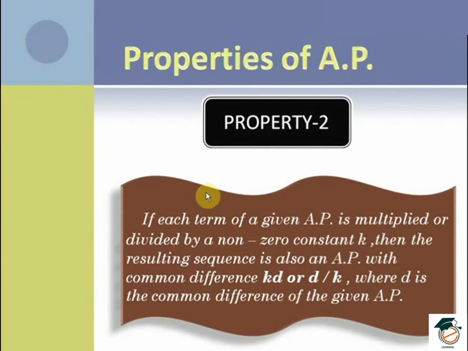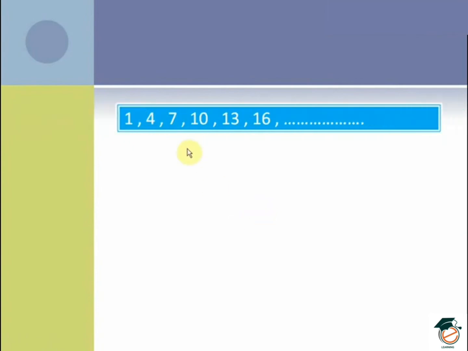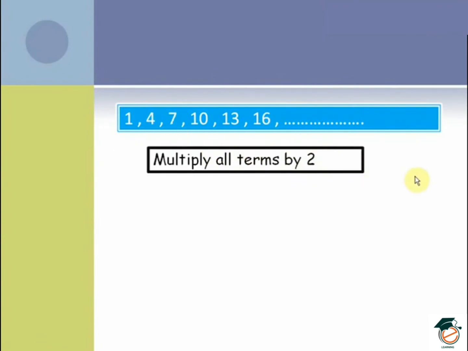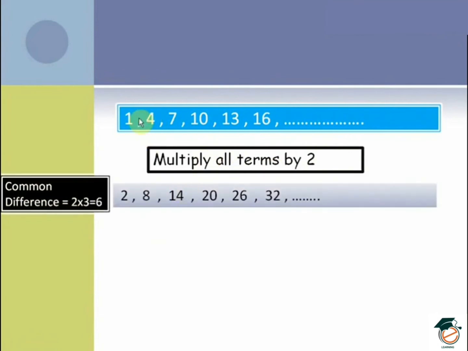So this property says that if we multiply or divide a given AP by a non-zero constant k, then the resulting sequence is also an AP, and here the common difference becomes k into d, that is k times the common difference, or d by k, where d is the common difference of the original AP. So let's try to understand this property. Again, we take the same AP as 1, 4, 7, 10, 13, 16 and so on. Now we multiply all the terms by 2. So what we get is 2, 8, 14, 20, 26 and 32.